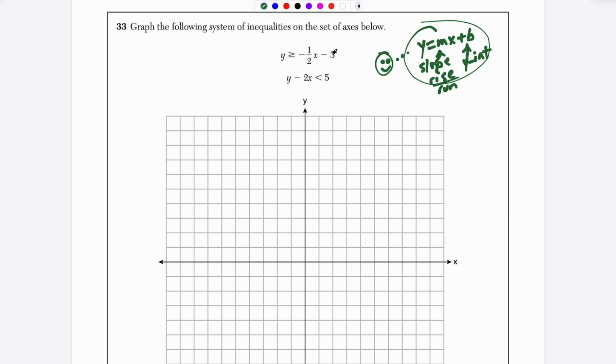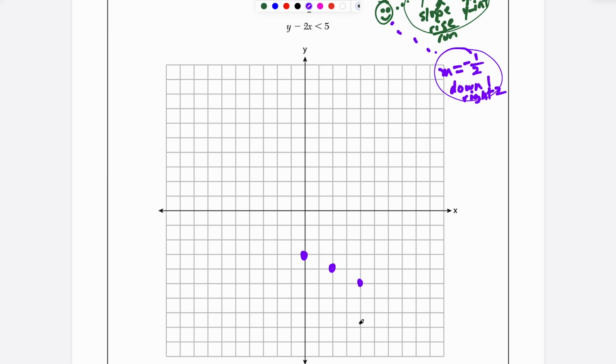So this first linear inequality is already in the form we need it. Here we're going to begin at -3. So I go down 1, 2, 3, and then the slope is -1/2. A slope of -1/2 tells me to go down 1 and then to the right 2. I keep doing this until I run to the edge of the graph.